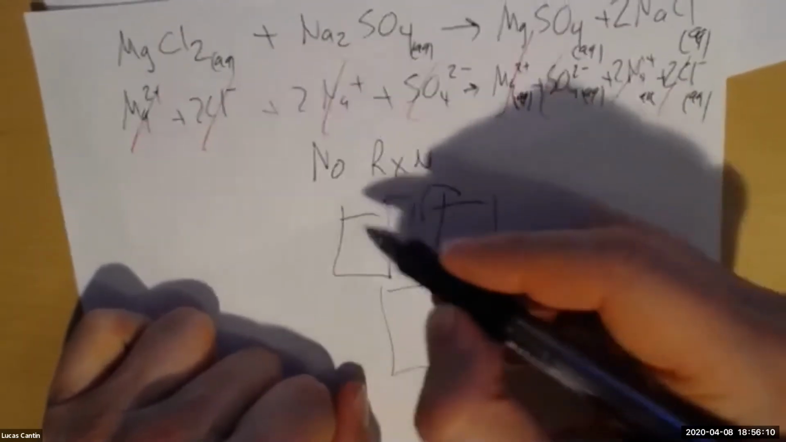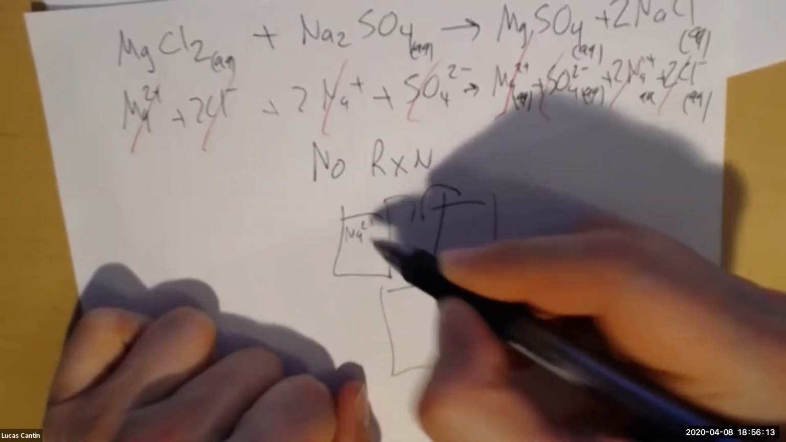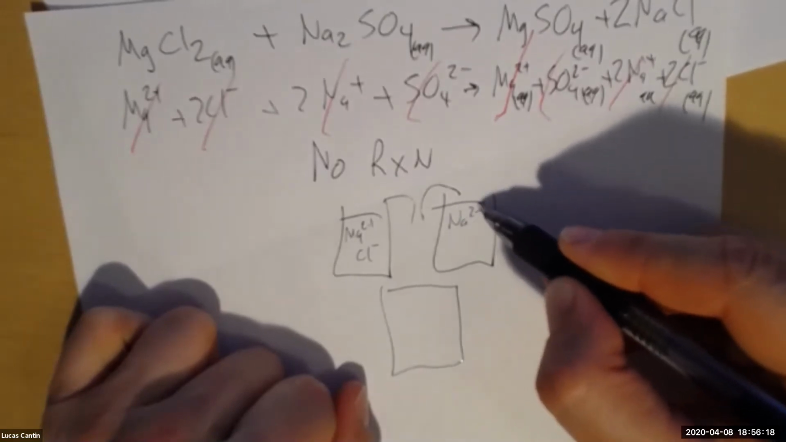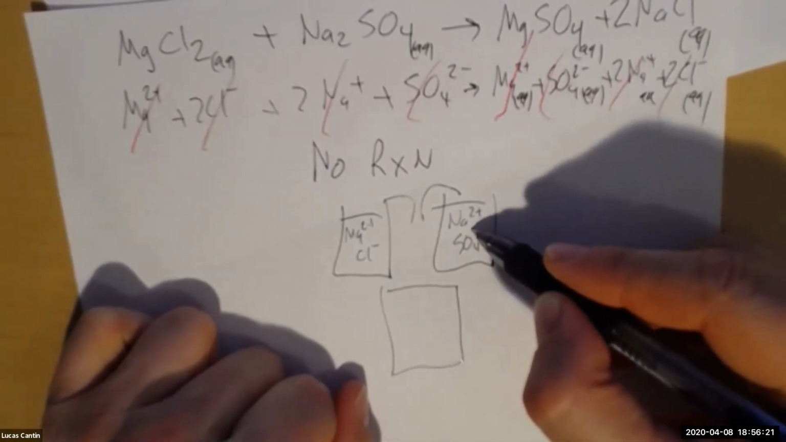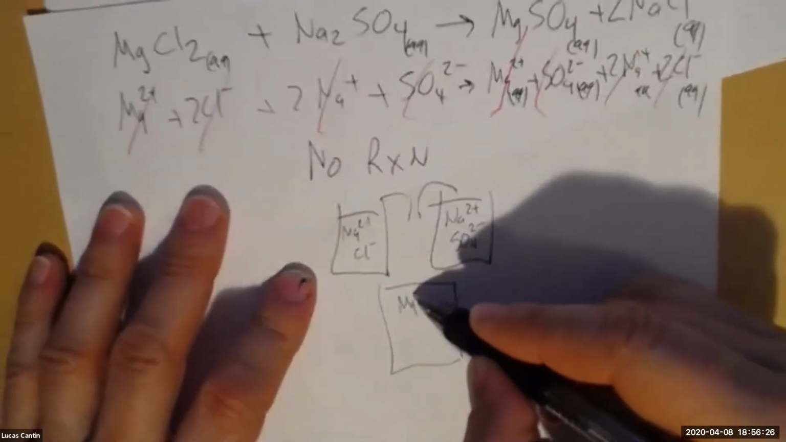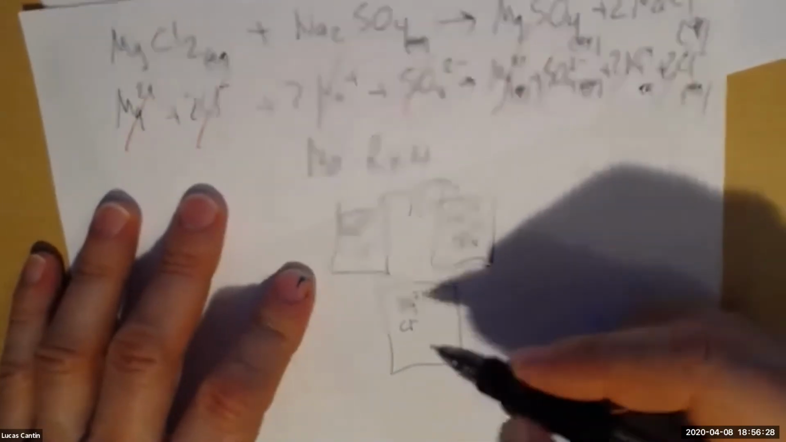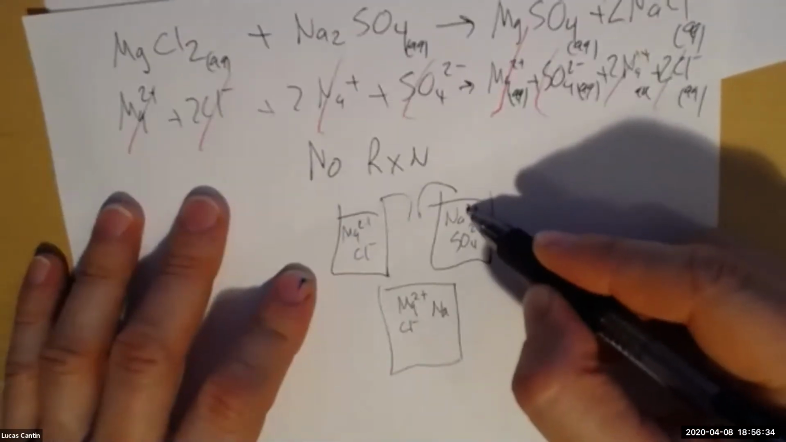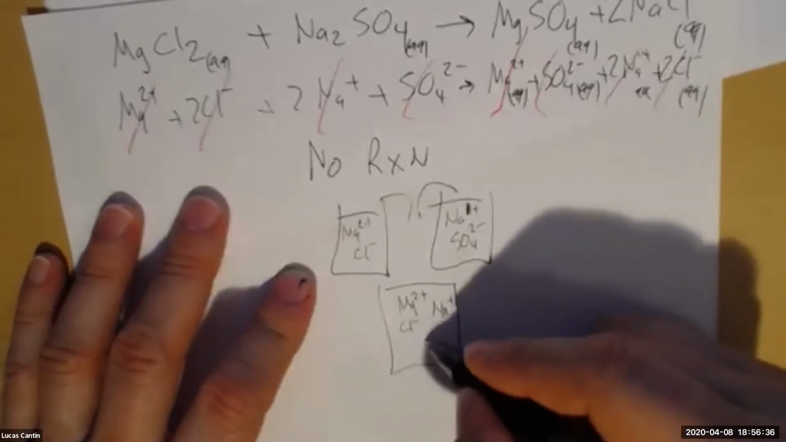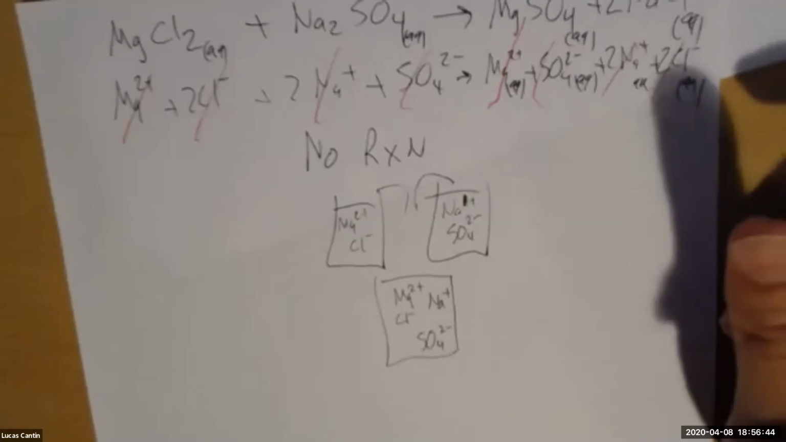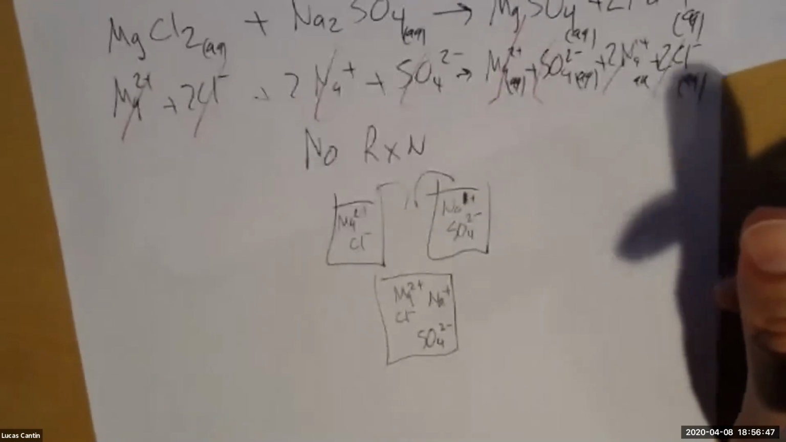And so this has magnesium ions and chloride ions floating around, and this one has sodium ions and sulfate ions floating around. And when I mix them together, I just have all 4 of those ions floating around. There's no actual reaction happening. There's no change. Oh, what did I write? Sodium 2, sorry. Plus sulfate 2 minus. There we go. So that can happen. Everything's soluble before and after.